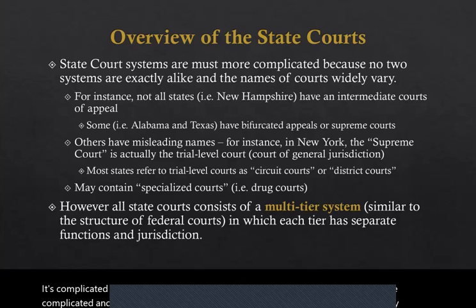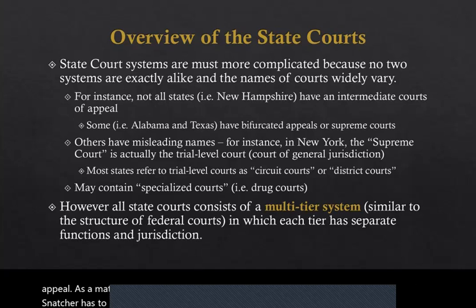So for instance, not all states have an intermediate court of appeals, right? That would be the same thing as the circuit court of appeals for the feds. New Hampshire doesn't have an intermediate court of appeals. So you go to trial court, and then if you want to appeal, you go to the New Hampshire Supreme Court. And the New Hampshire Supreme Court has to hear the case. Under the law, you get one appeal as a matter of right. So New Hampshire has to hear the case.